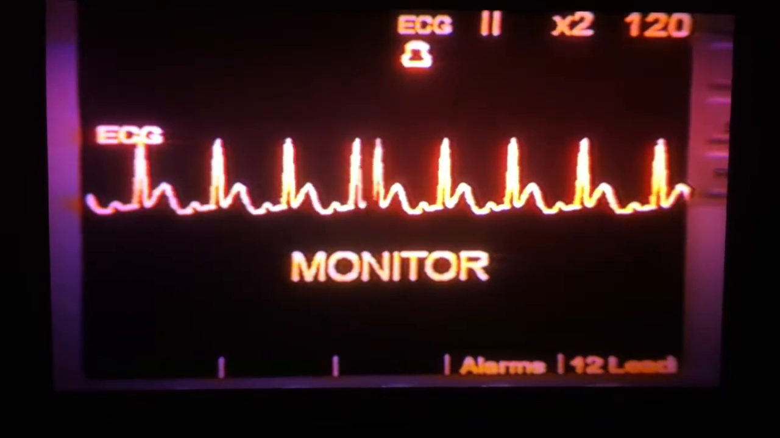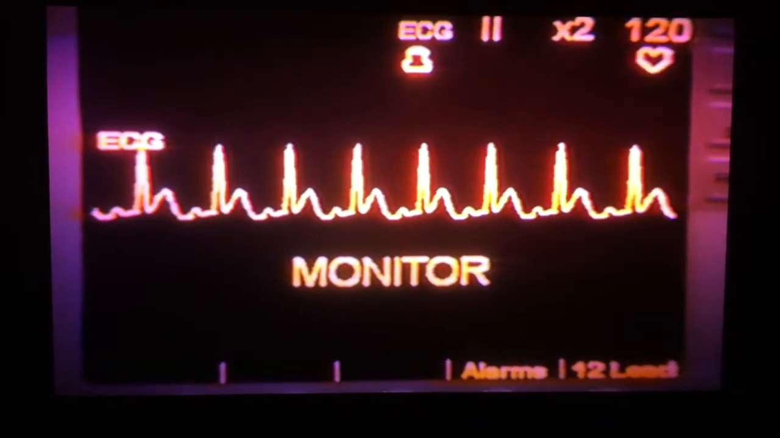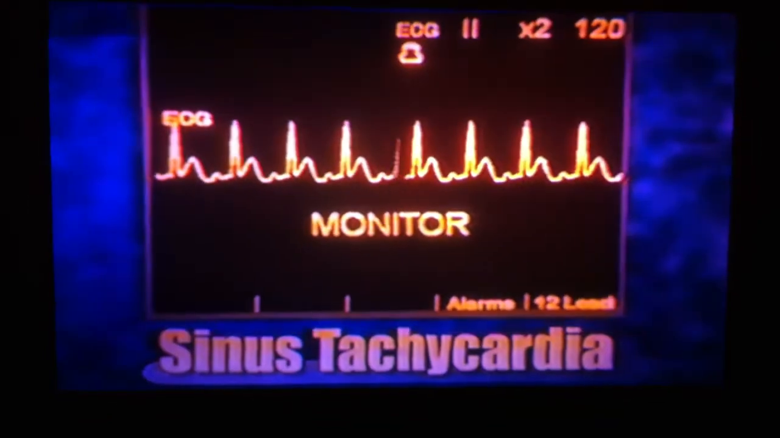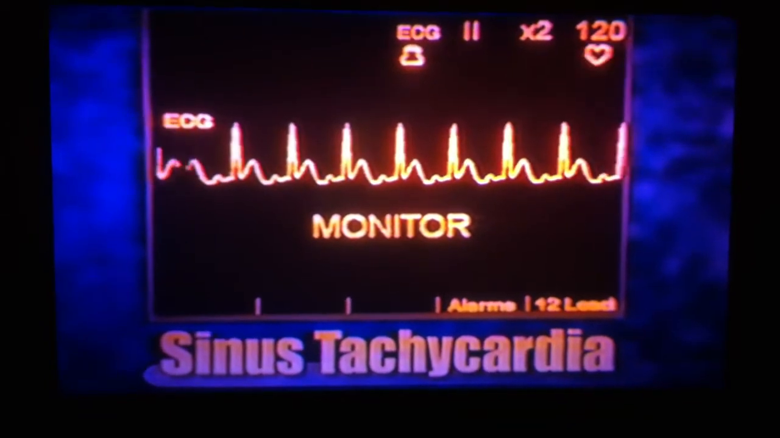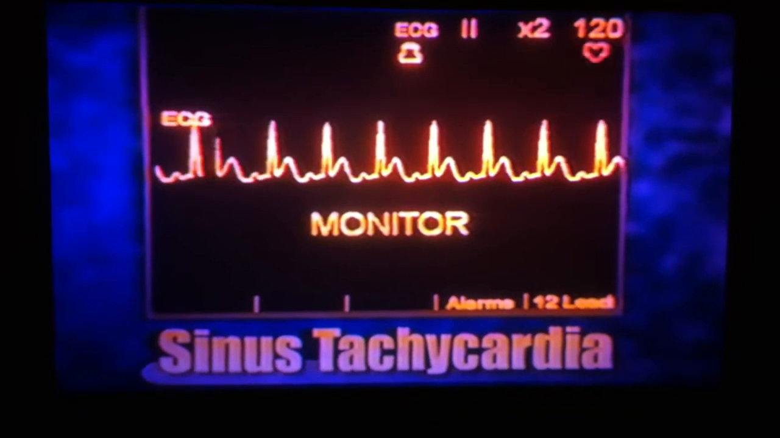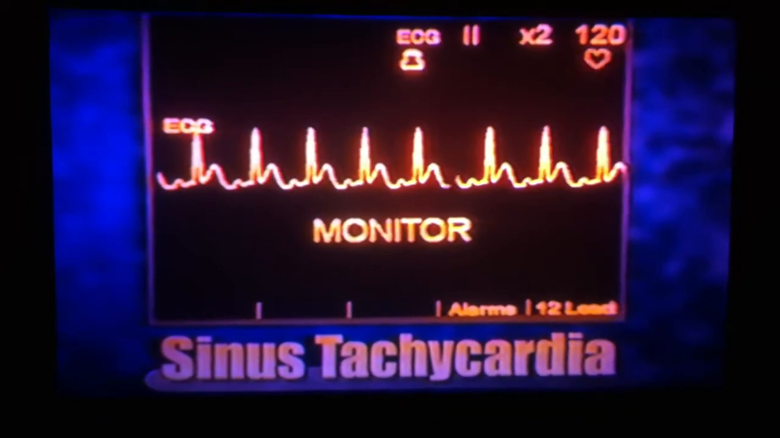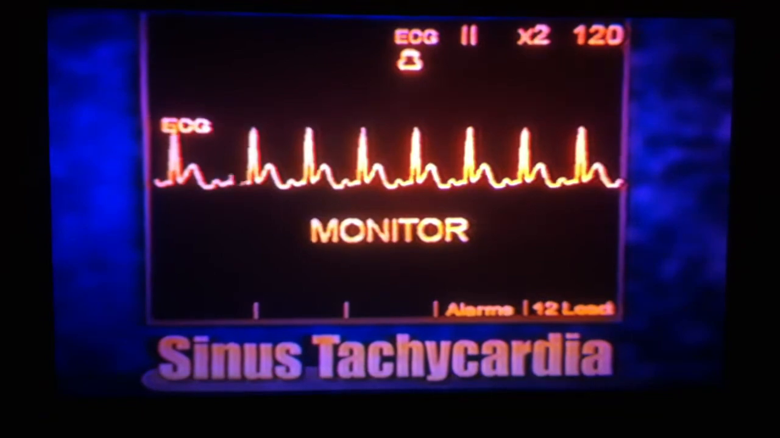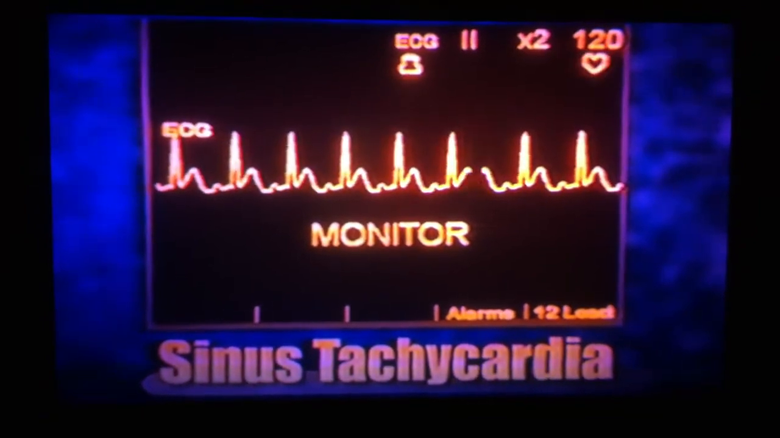Any rhythm with a ventricular rate above 100 per minute is called a tachycardia. Sinus tachycardia may be a cardiovascular response to situations such as fever, hypovolemia, dehydration, pain, or fear. Sinus tachycardia may indicate a heart condition such as congestive heart failure.